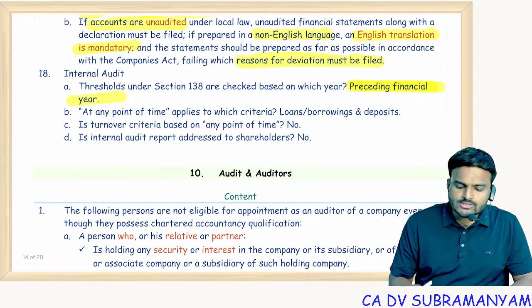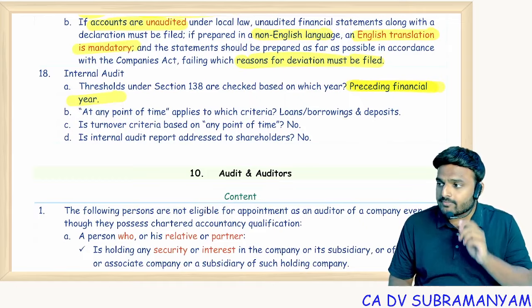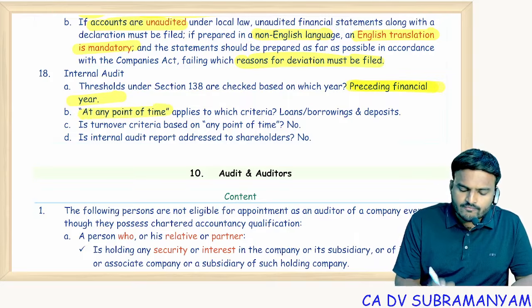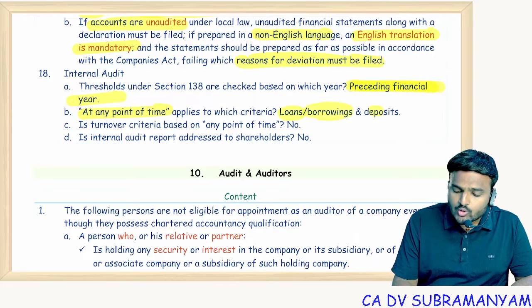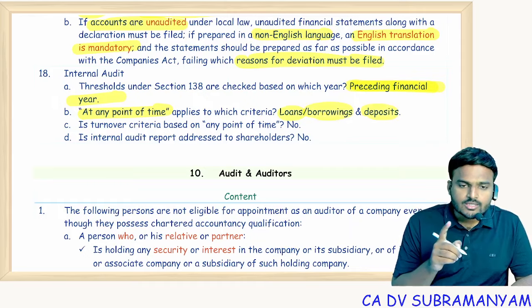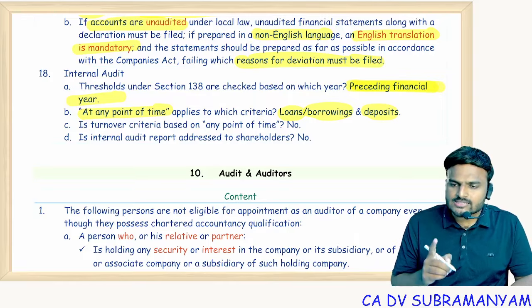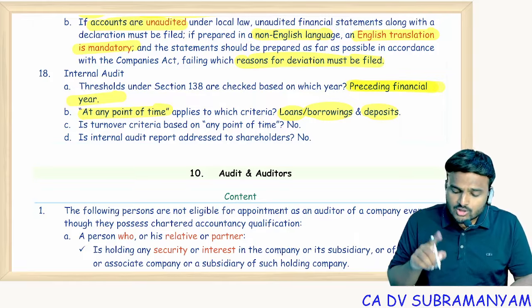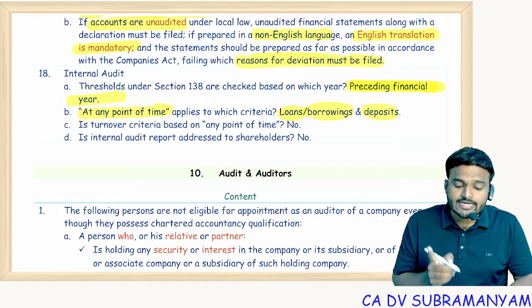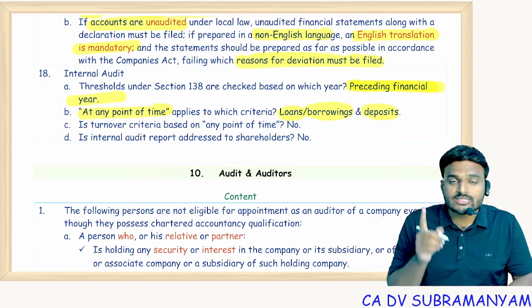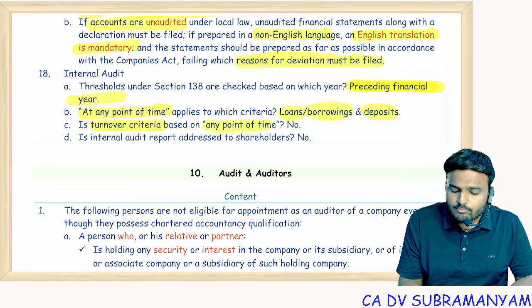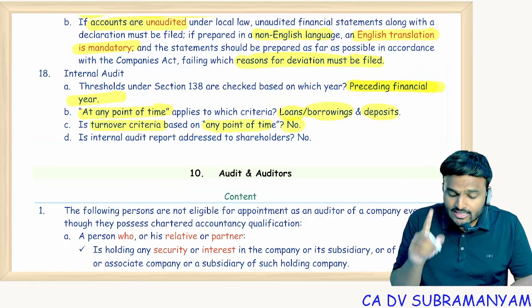So thresholds under section 138 should be checked every preceding financial year. Next one. At any point of time, you need to check for loans, borrowings, deposits. Turnover, paid up share capital or something, you have to check for the entire preceding financial year. But loans, borrowings, deposits, you have to check at any point of time during the preceding financial year. Is turnover criteria based on at any point of time? No, it is for the complete year.